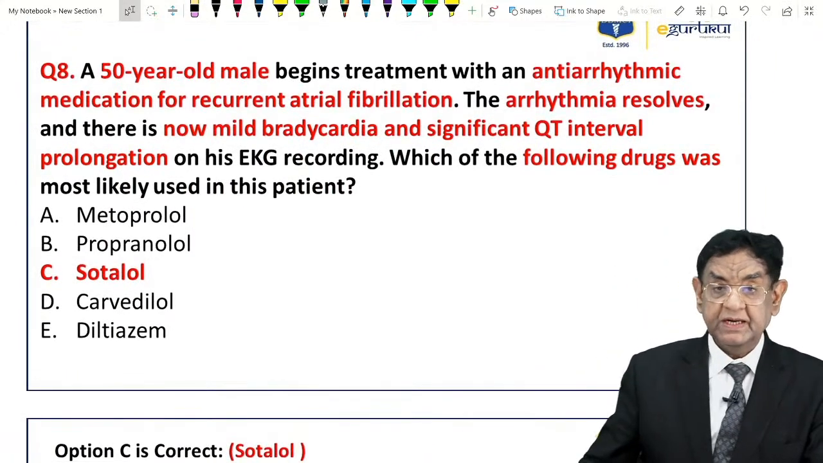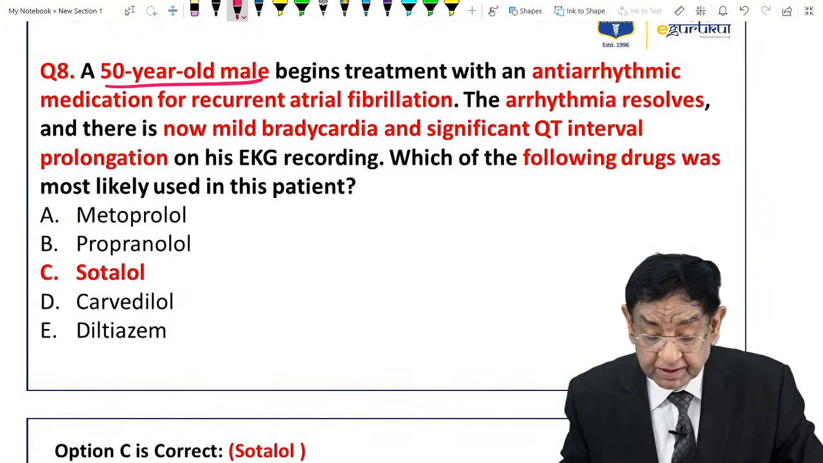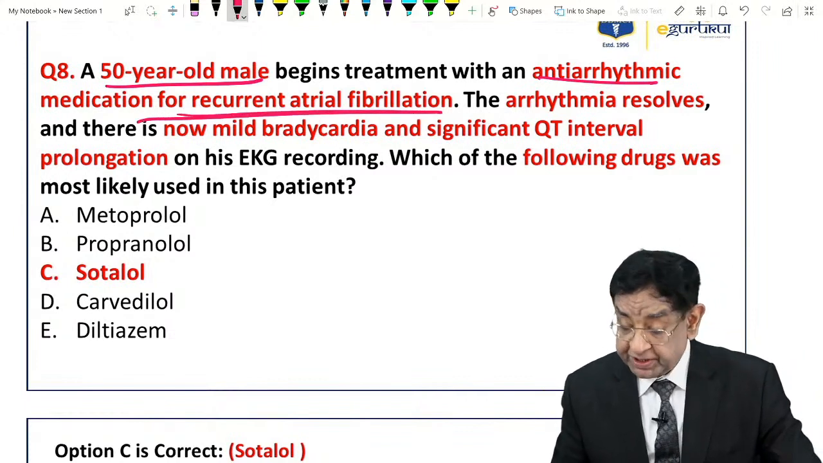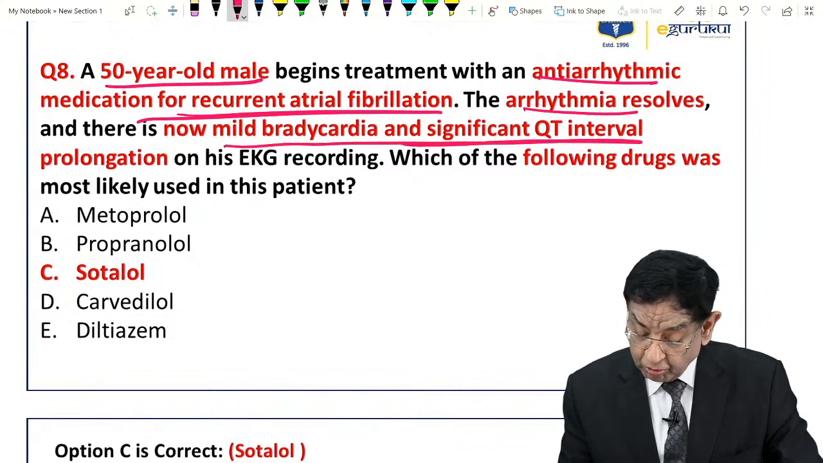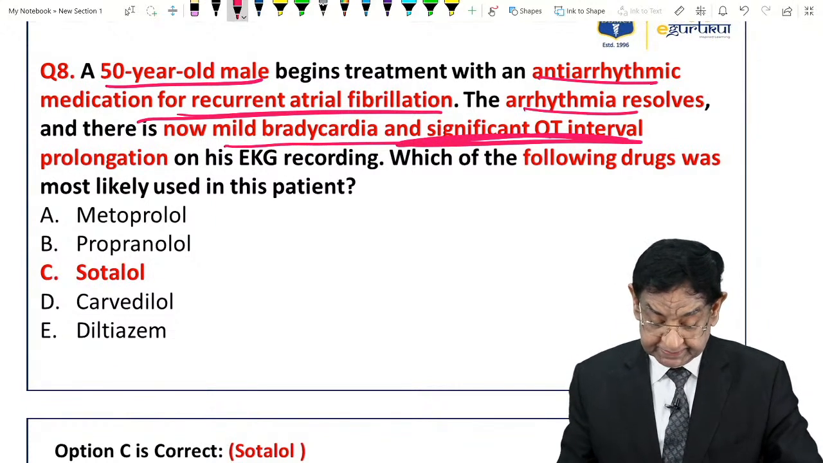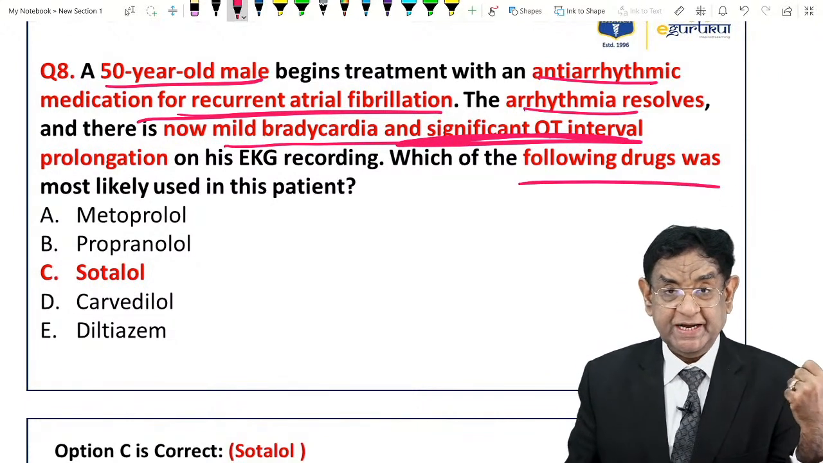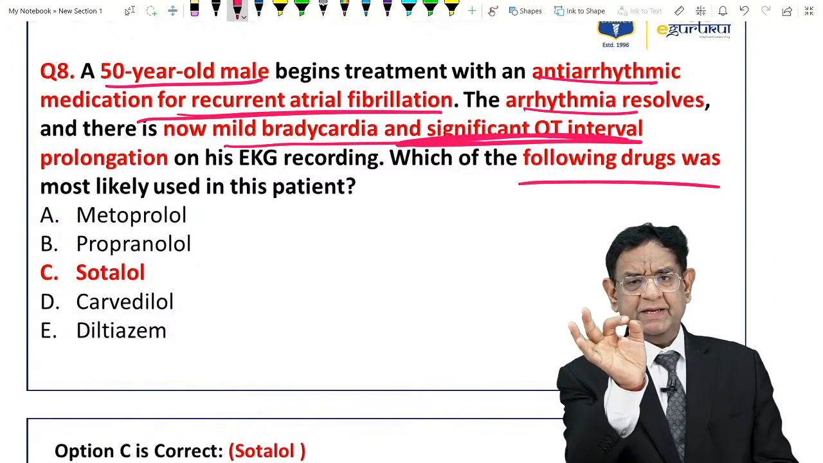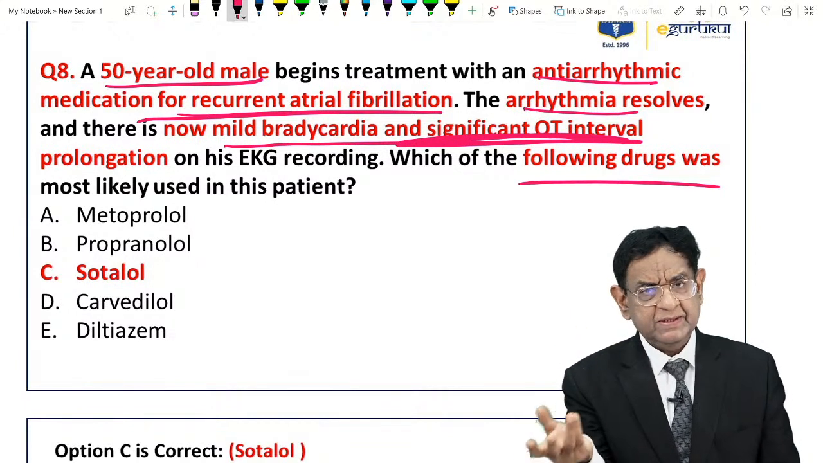Well, question number 8. We are given a 50-year-old male getting treatment for recurrent atrial fibrillation. The arrhythmia resolved, but he has mild bradycardia and a prolonged QT interval. Which is the most likely drug? Lovely question. Again, which drug leads to prolonged QT interval? If I have to give you the summary, it was class 1A and class 3, right?